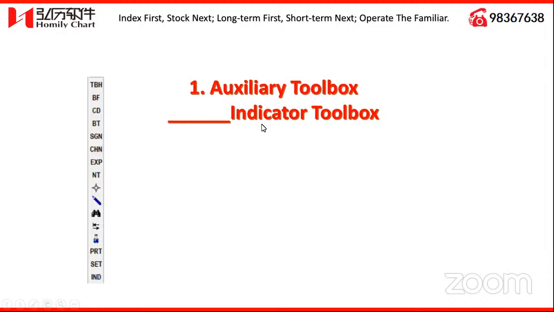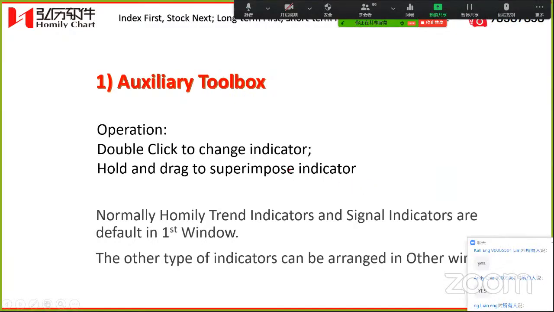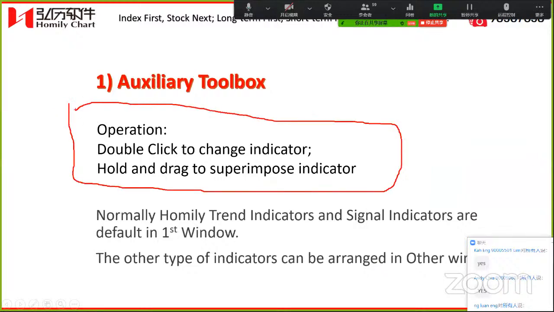Auxiliary toolbox, or indicator toolbox. The operation is you can either double click the toolbox to change indicator. You can also hold and drag the indicator to superimpose the indicator. These are about the operation.